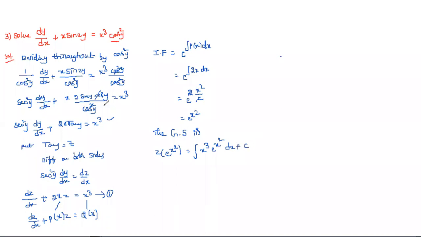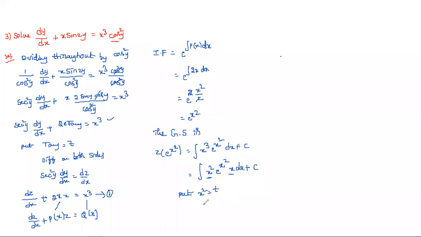And now z into e power x square, and we have to simplify this one. So for simplification, how can you write this one? X cube we are writing as x square into e power x square into x dx plus c. So x cube is nothing but x square into x we wrote. Now we need to apply integration for this. So for that, put x square is equal to t.